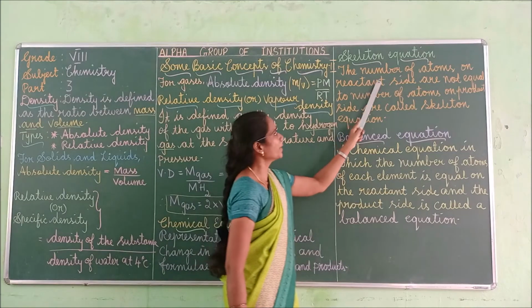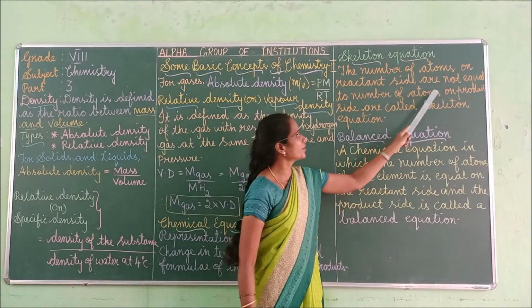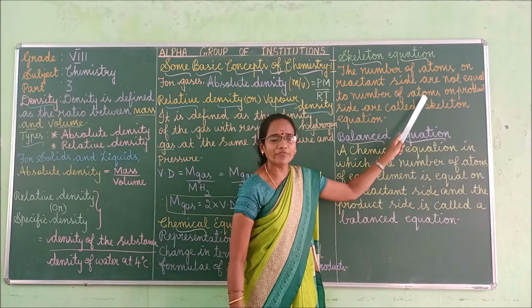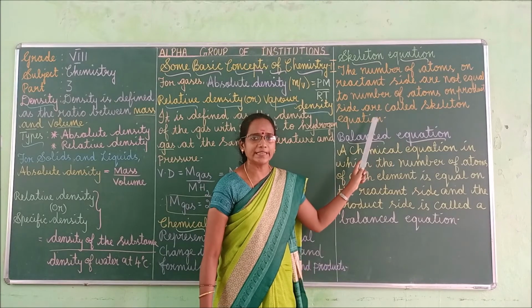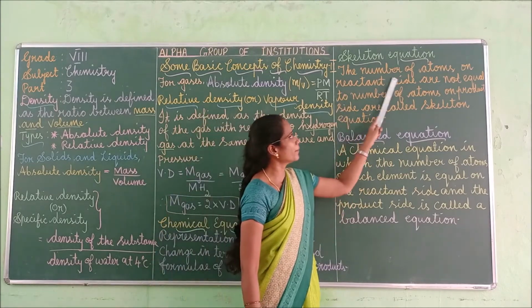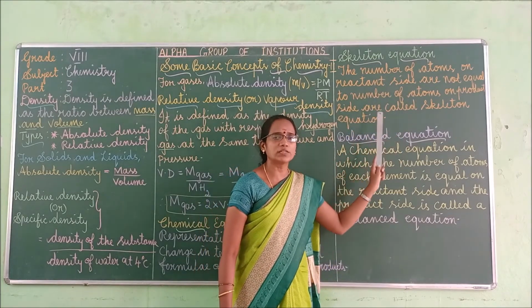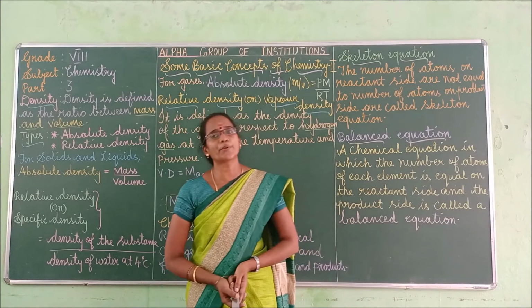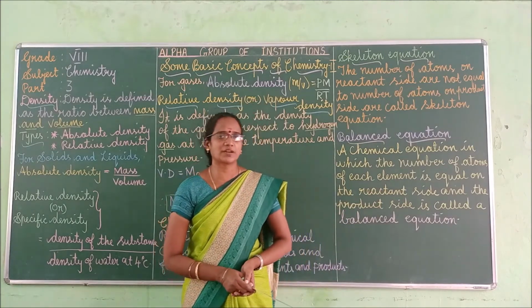So the equation in which the number of atoms on the reactant side is not equal to the number of atoms on the product side is called a skeleton equation. If the number of atoms on the reactant side is not equal to the number of atoms on the product side, then we can say it is a skeleton equation.